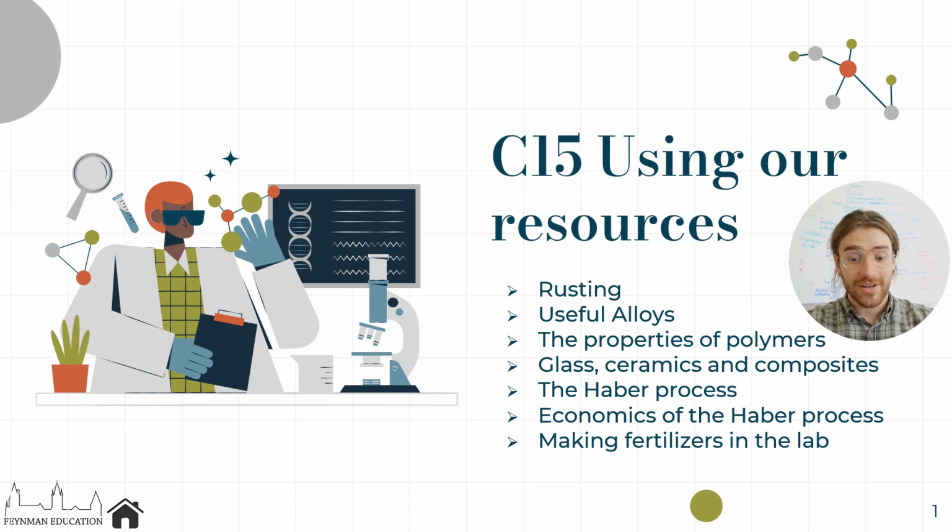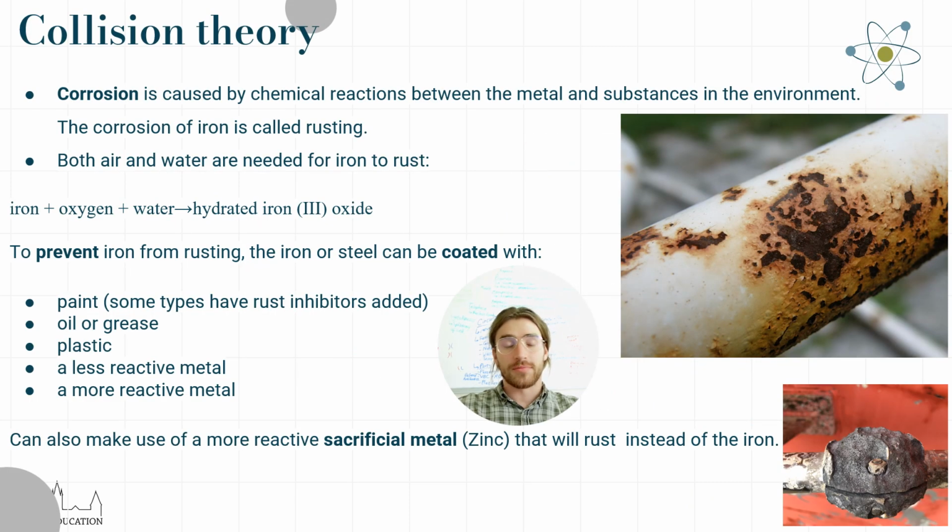Hi everyone, my name is Cameron and today we're going to be looking at the using of our resources from the earth. So we're going to be looking at rusting, useful alloys, the properties of some of our man-made polymers and natural polymers, glass, ceramics and composites, the Haber process, however you want to pronounce it, the economics of that process, as well as how we're going to be making fertilizers in the lab. Okay, so let's start with corrosion.